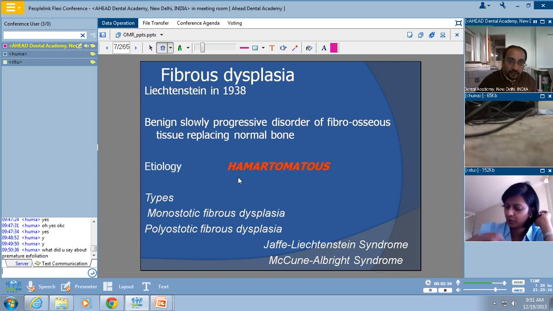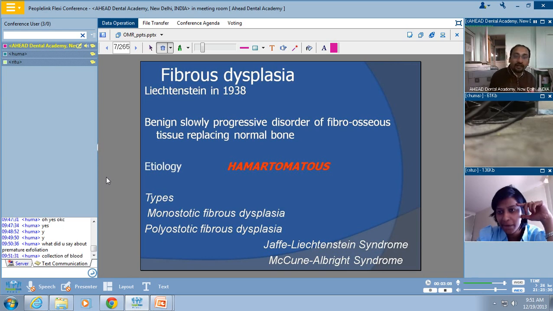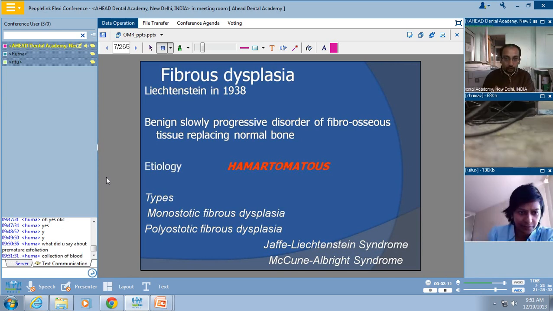Now, I have written a word called hamartomatous. Do you know what a hamartoma is? What is a hamartoma? Basically, the difference between a tumor and a hamartoma is that a tumor is an organized growth of mass. No, that is a hematoma. Hematoma is a collection of blood. This is a hamartoma. An extra R is there.